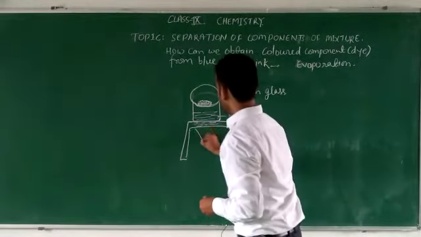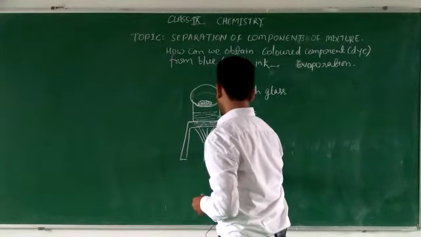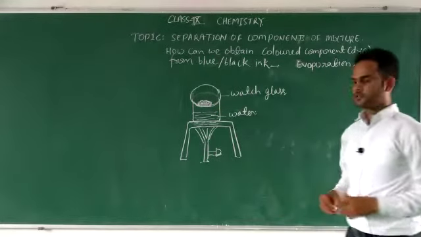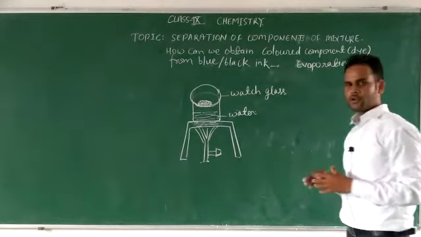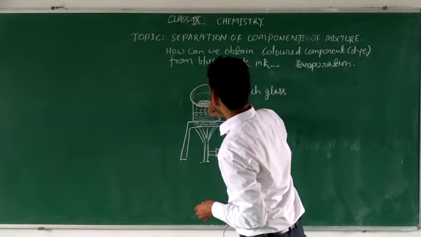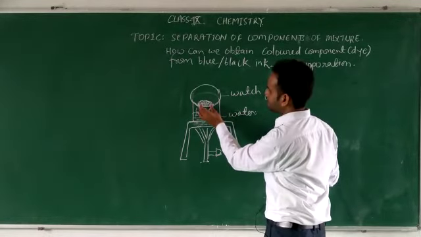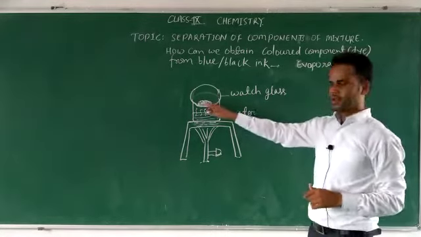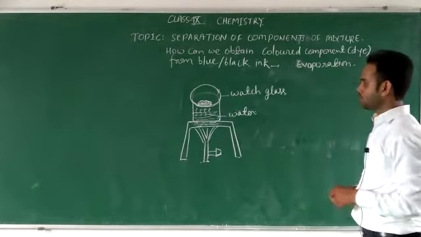After that we use a spirit lamp like this, and with it we can heat the water. When the water gets heated, it will evaporate like this, and this steam would heat up the ink which is placed in the watch glass. When it is indirectly heated with this evaporated steam, then what will happen?